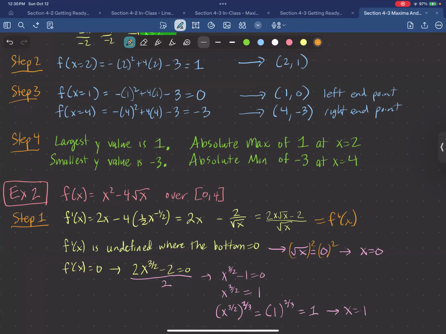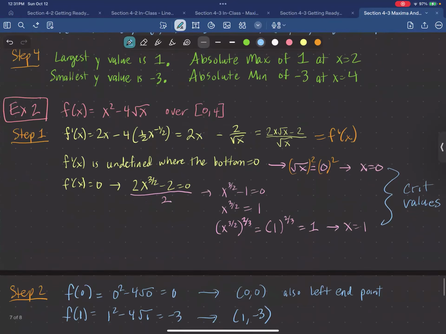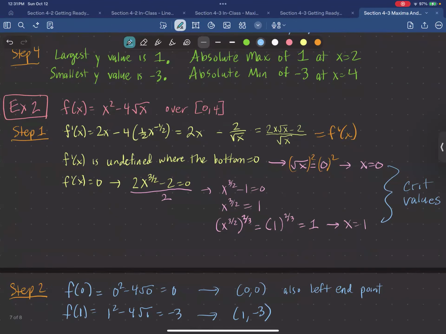These two things are my critical values. They're not the points yet. They're just the critical values because I don't have a y coordinate there yet. We'll do that on step 2. We find the y coordinate on step 2. f of 0, when you plug it in, you just get 0. That also happened to be the left endpoint. Okay. And then when I do f of 1, I've got 1 squared minus 4 is -3. So I got the point (1, -3). I've already done the left endpoint, so we still need to do the right endpoint.